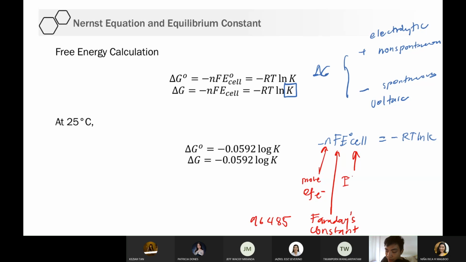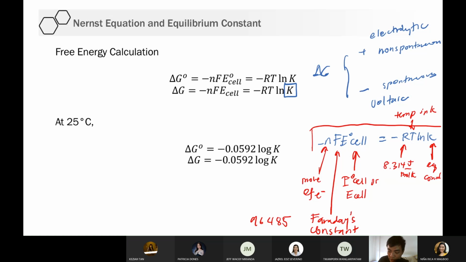It could be standard cell potential or non-standard cell potential. You know how to solve that with our previous exercises earlier. What's R? This is the gas constant, which is 8.314 joules per mole Kelvin. T is the temperature in Kelvin, and K is the equilibrium constant. So we need this equation to solve for the equilibrium constant given a cell potential.